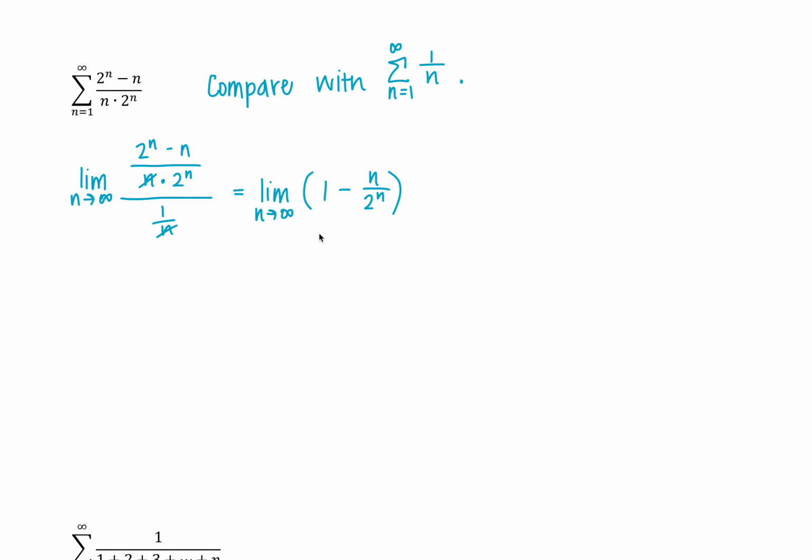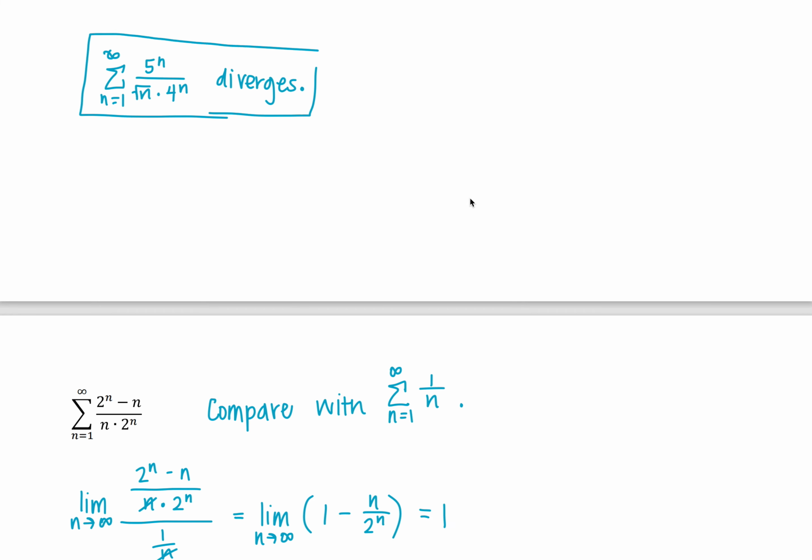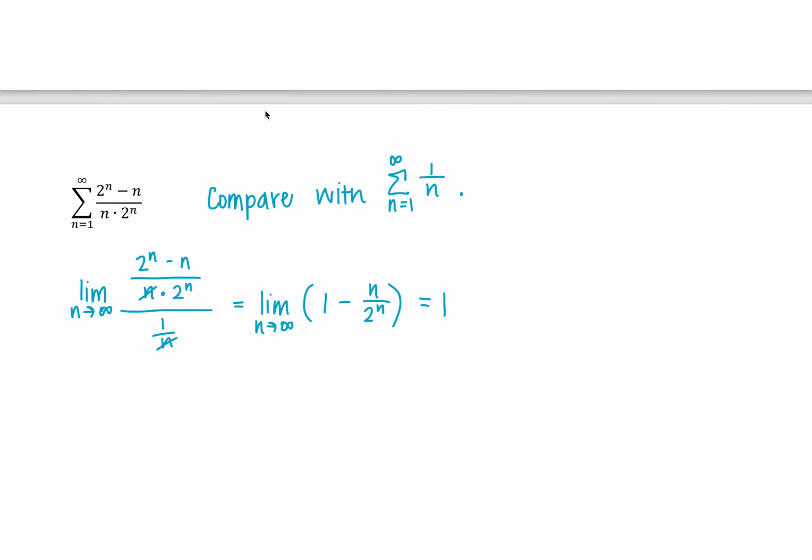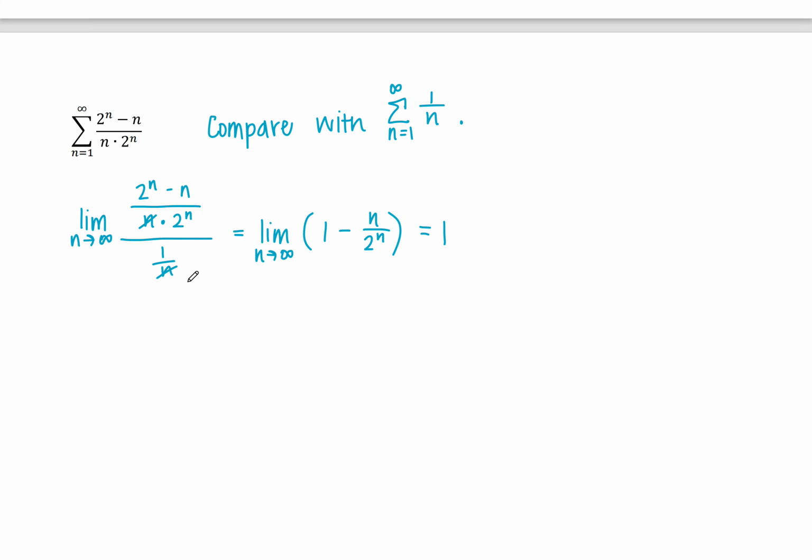Now, as n goes to infinity, 2^n grows larger faster than n does. So this second fraction is just going to go to 0. So the limit here is going to be 1. I'm going to scroll back real quick, we're actually in the first case. Here, when we take the limit, we do get a positive whole number. However, because the series in the denominator, 1 over n, diverges, so does the series in the numerator. So since 1 over n diverges, we can say that our series in question also diverges.